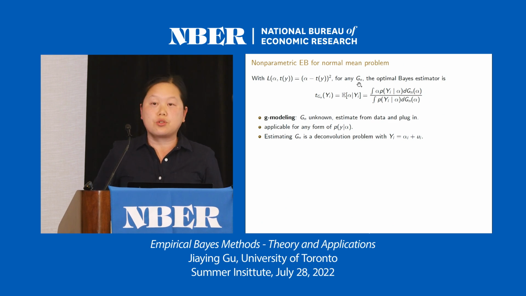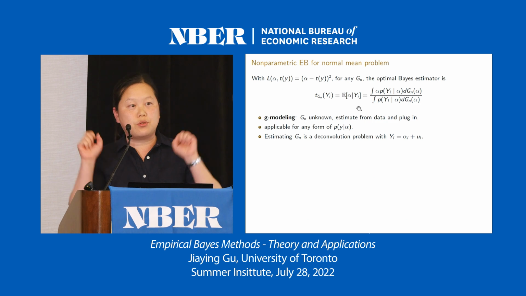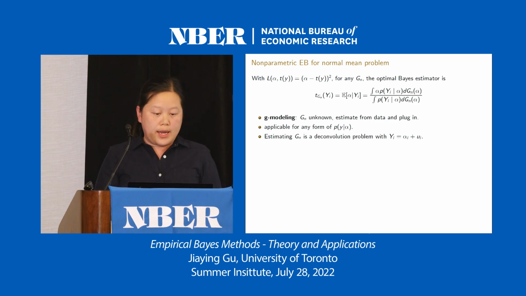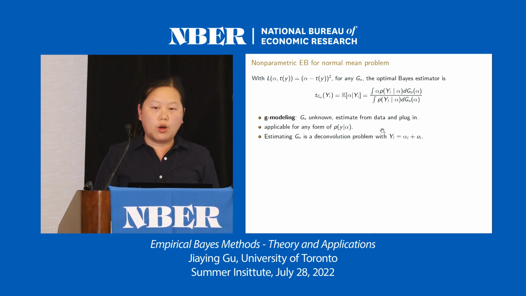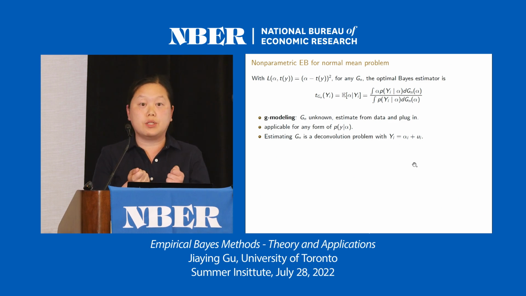So this in the literature is called G modeling, because it's trying to target G_n. And it's applicable for any form of the conditional density: normal, Poisson, gamma, anything that we have in the empirical context. Also just to remark, the estimation of G is a deconvolution problem. In the normal mean problem here, we observe y_i, and we know u_i is normally distributed. All we want is to back out the distribution of alpha i. So this is a classical deconvolution.